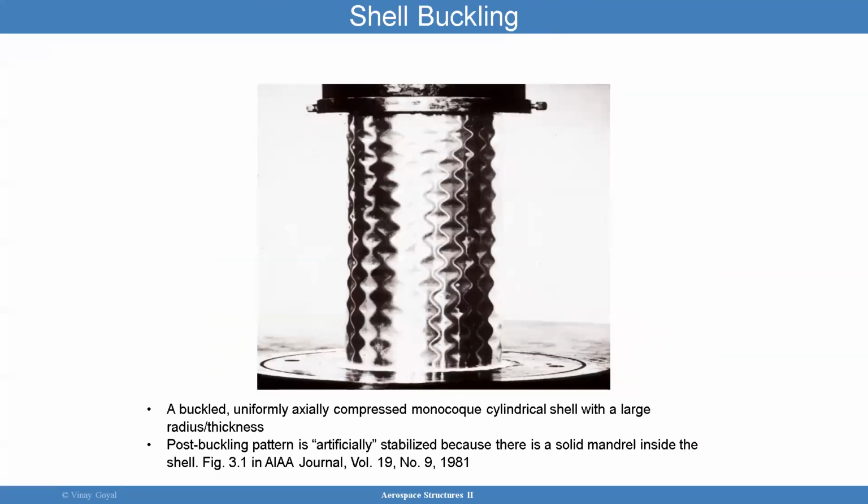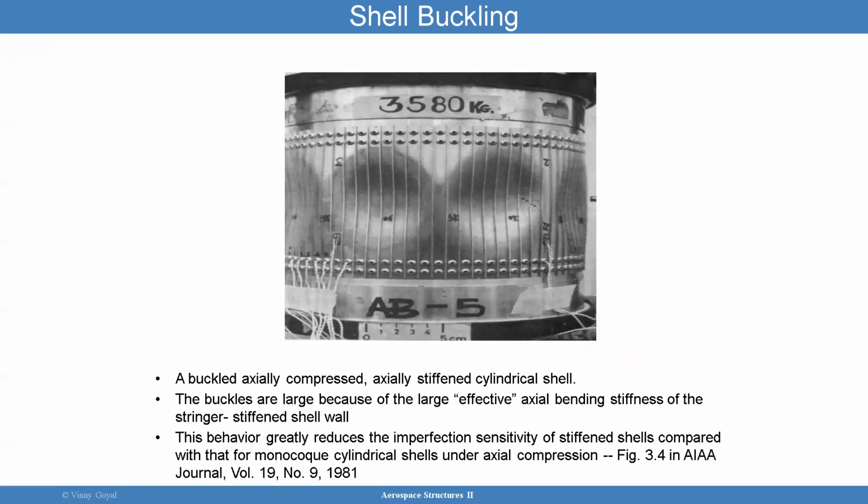That's the bottom line. When you move to cylinders, analysis does not do very well because the analysis doesn't have the imperfections, and cylinders tend to be imperfection sensitive. As a consequence, because shells tend to be imperfection sensitive, the more imperfection you have, the more you're going to be off in terms of analysis correlating to test. And so when you have these large axial bending stiffnesses with a stringer stiffened wall, the effect of imperfections decreases.